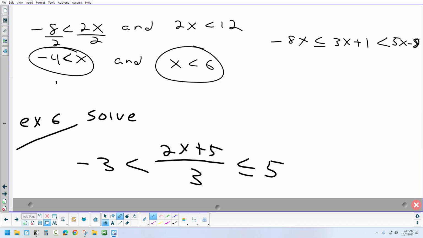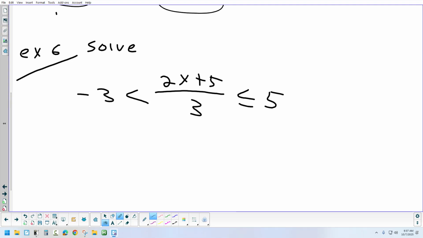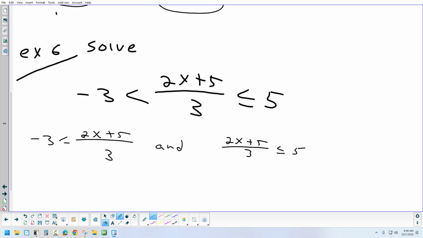So let's try this one. Okay. When I split that into 2, what would be my first inequality? Negative 3 is less than 2x plus 5 over 3. And my second one? 2x plus 5 over 3 is less than or equal to 5. Okay. And now the steps are exactly the same on both.